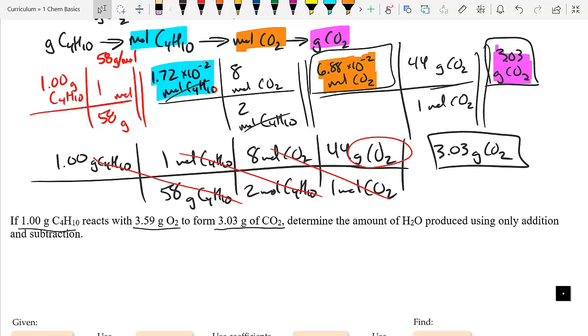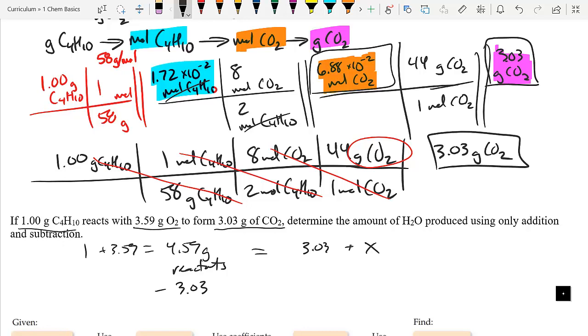If you put it together, hopefully you get that 1 and 3.59 is 4.59 grams of reactants. Then on the opposite side, you had 3.03 of the CO2 plus some unknown number, but that unknown number has to be exactly the same as our number of reactants. So take your 4.59, subtract away your 3.03. You should end up with 1.56 grams of water being produced just by addition and subtraction.